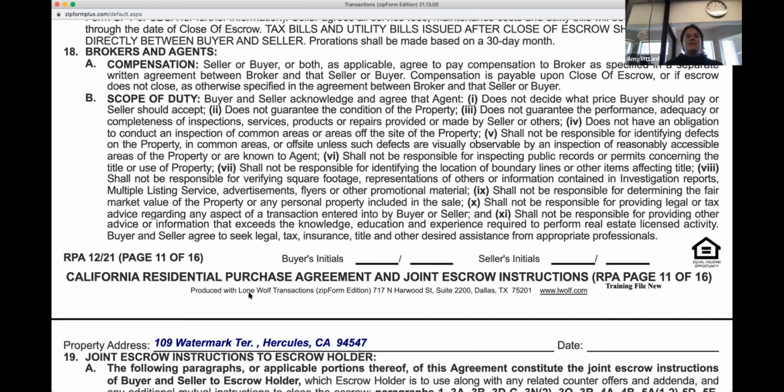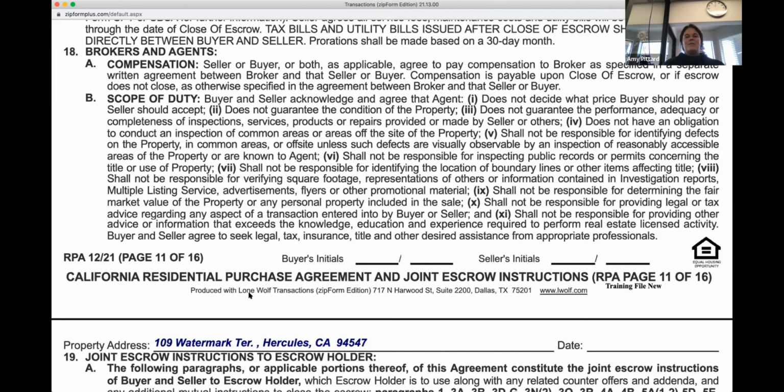Buyers and sellers acknowledge and agree that the agent does not decide what price the buyer should pay or seller should accept, does not guarantee the condition of the property, does not guarantee the performance, adequacy, or completeness of inspection services, products, or repairs provided or made by seller or others, does not have an obligation to conduct an inspection of common areas or areas off-site of the property, shall not be responsible for identifying defects on the properties in common areas or off-site unless such defects are visually observable by an inspection of reasonably accessible areas of the property and are known to the agent.